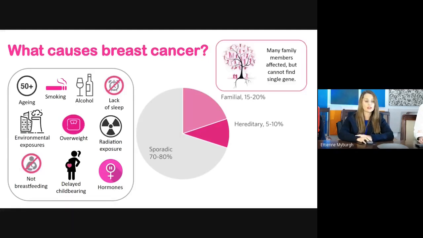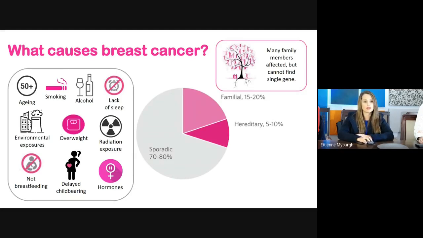And then you get this little group that's called familial, which is about 15 to 20%. That is when you see that there is a very strong family history. You have a lot of family members that are affected by breast cancer, and you've had a genetic test, but we cannot identify the gene. Just because there isn't a gene doesn't mean that it's not familial. It just means we cannot identify the cause.